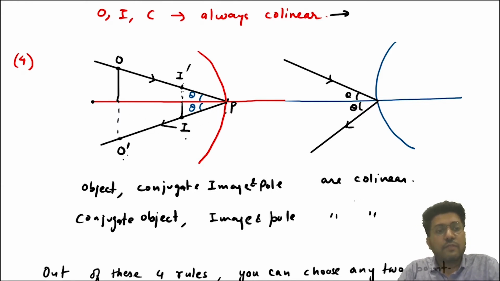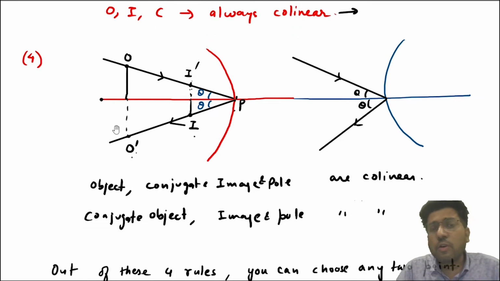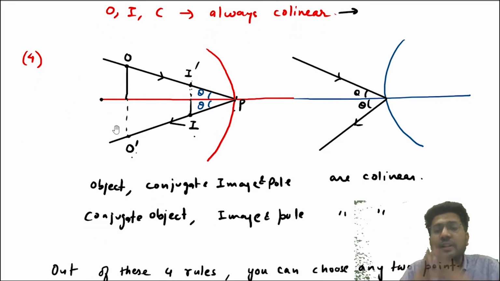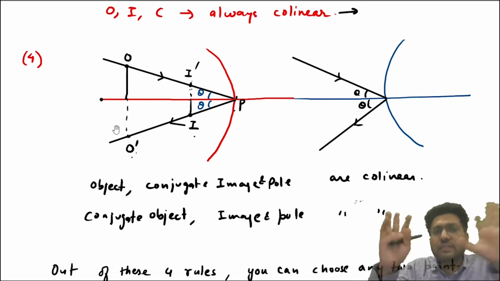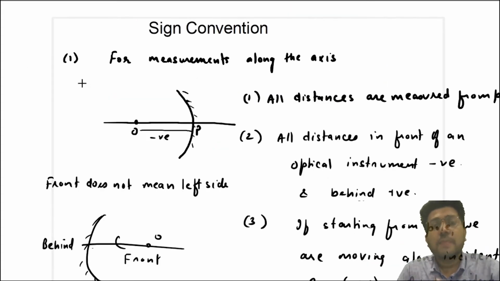Now, we have seen here there are 4 rules for ray tracing. You know that for forming an image you need only 2 rays, right? So out of these 4 rules, you can use any 2 rules to find the image. Okay, now we will discuss sign convention. Now this is very important, because if you do not put the proper sign, then you will not get the correct result in the mirror formula. So you have to understand how to write the proper sign.